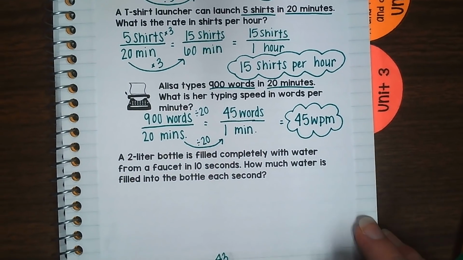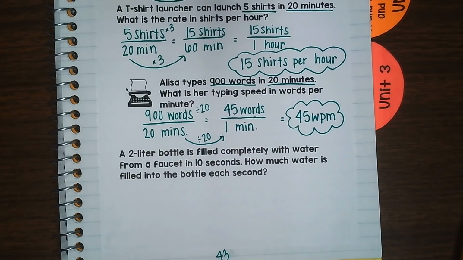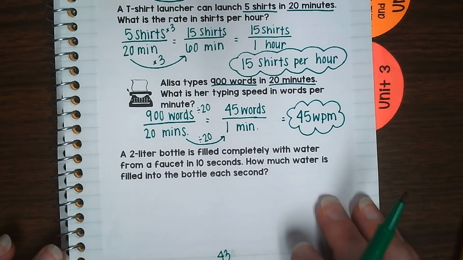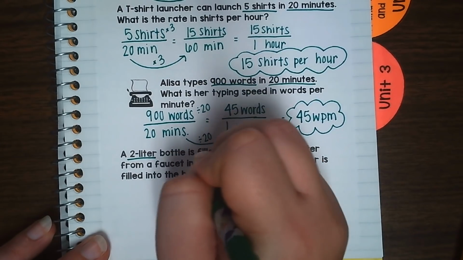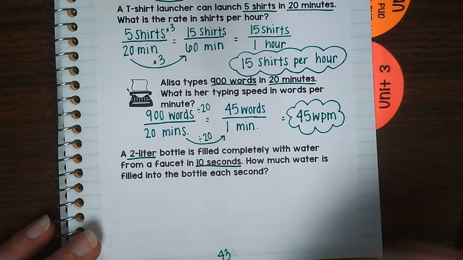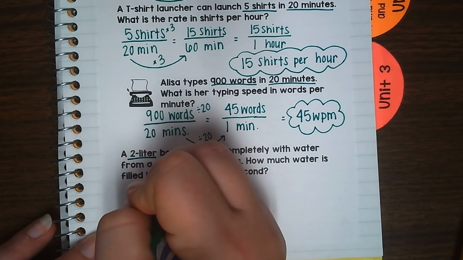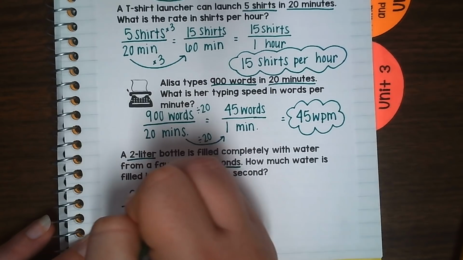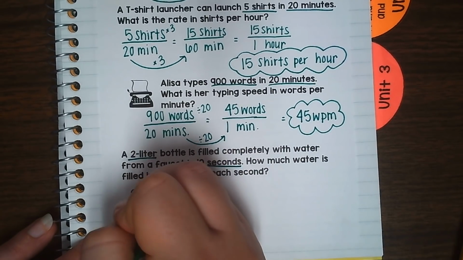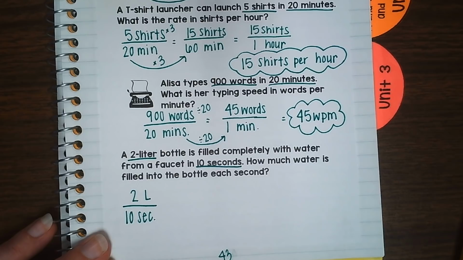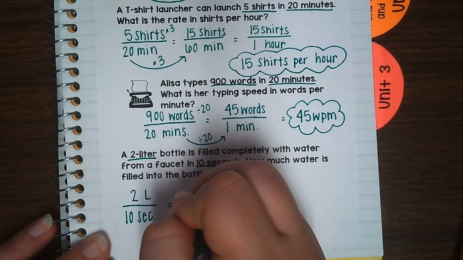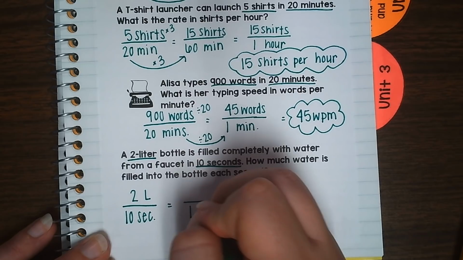A 2-liter bottle is filled completely with water from a faucet in 10 seconds. How much water is filled into the bottle each second? Okay, so our rate would be 2 liters per 10 seconds. So 2L over 10 seconds. And we want to know per second.